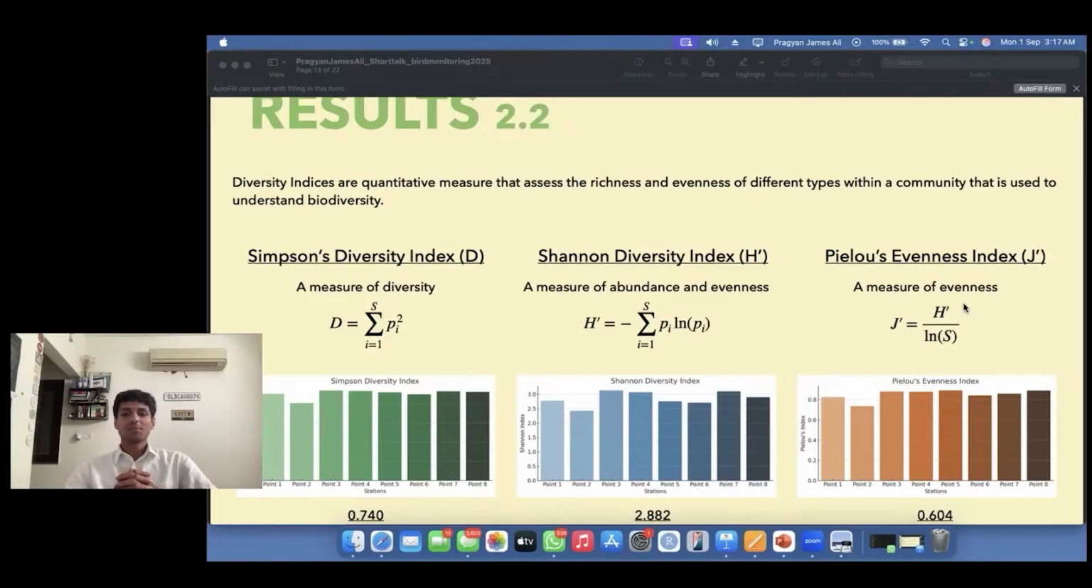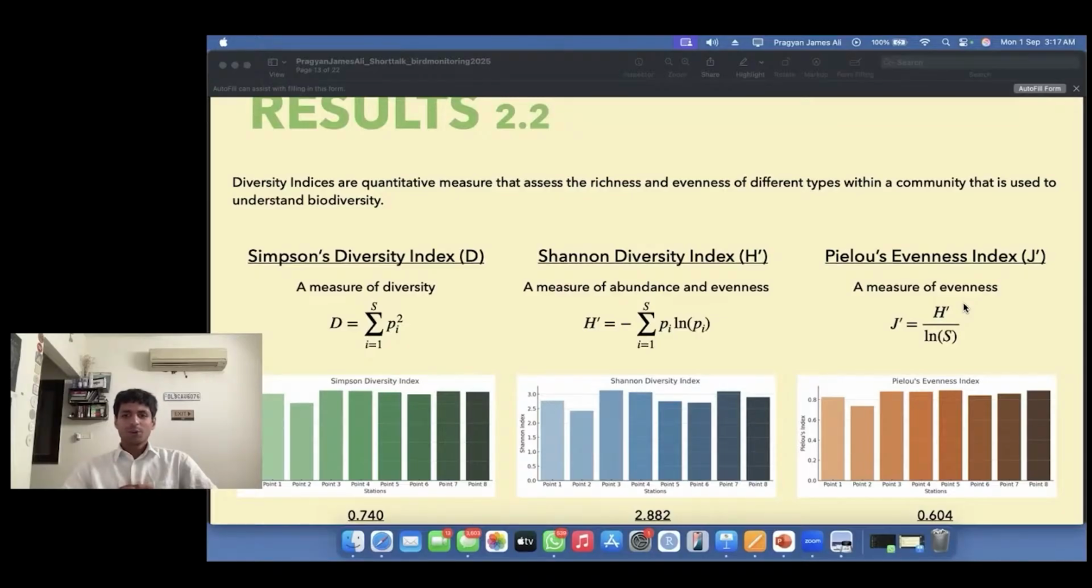The Simpson's, Shannon, and Pielou's evenness index results were 0.740, 2.882, and 0.604 respectively, which translates to the population being moderately diverse, rich, and fairly evenly distributed. I further calculated the diversity indices for each vantage point to show within-habitat variability.